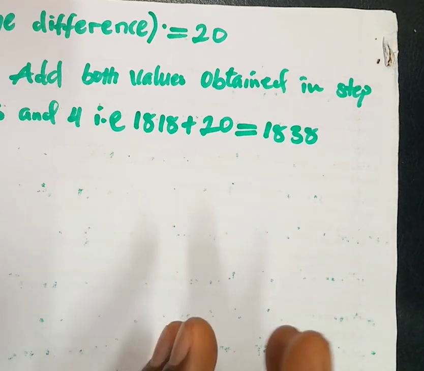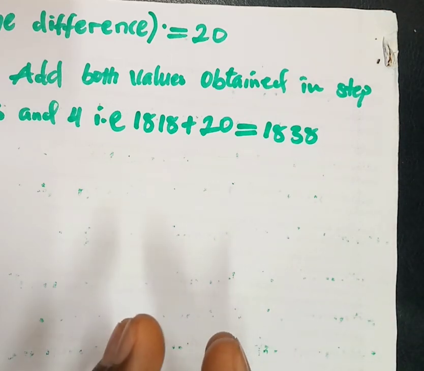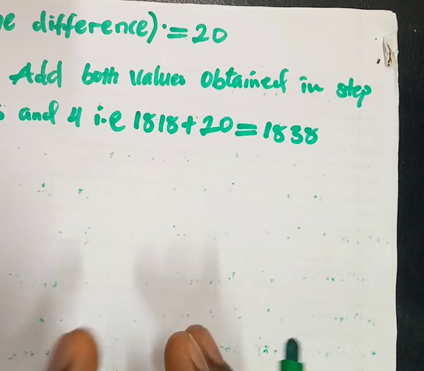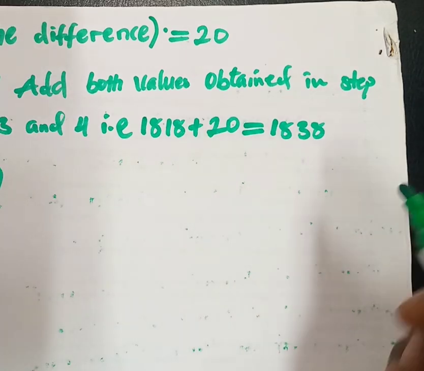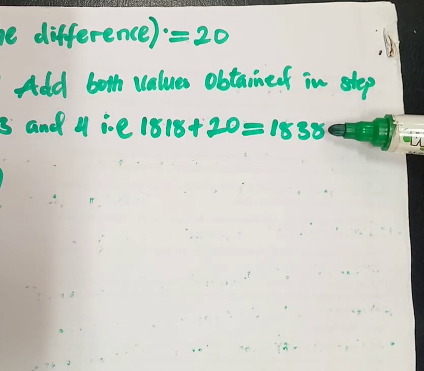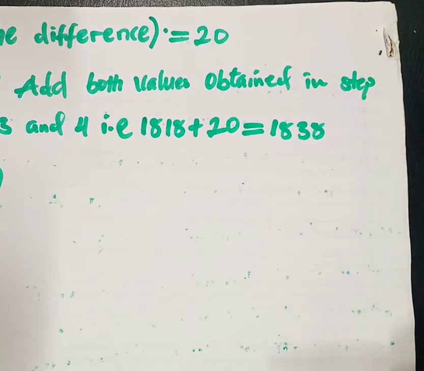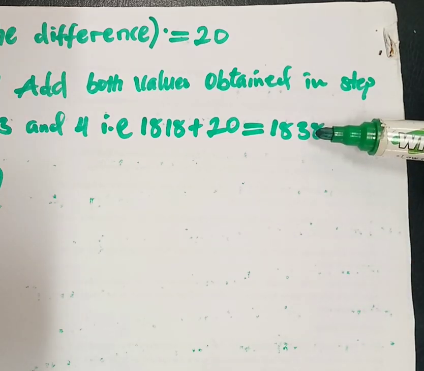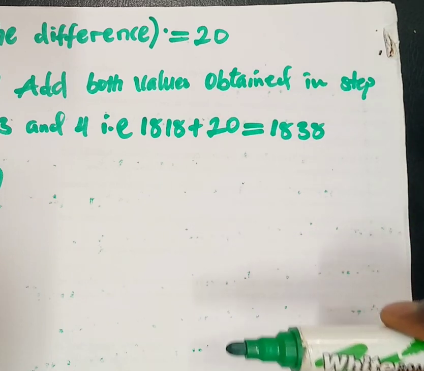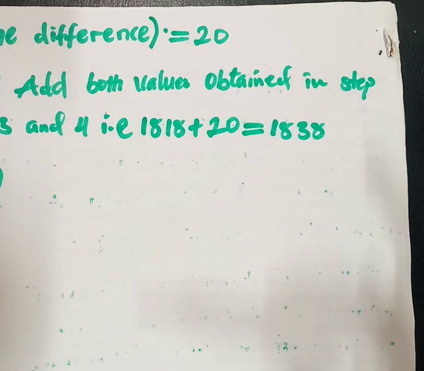So after adding it, find the characteristic part. And one more thing, this value you obtain here automatically becomes your mantissa part while calculating the final answer. So this is now your mantissa part. You have to find the characteristic part. I will show you how to do it.